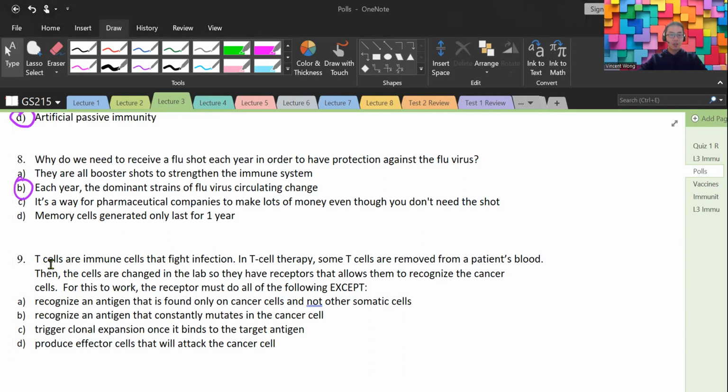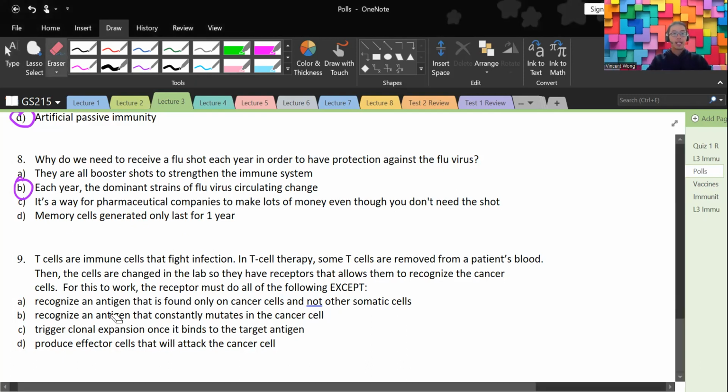So this is something that they actually do. They could take a T cell, take your naive T cells from your body. They could remove it, and then in a culture, they would basically expose them to cancer cell antigens. And then once they differentiate, they would feed those back into your body. And so in order for this to work, all of the following must happen except for what?